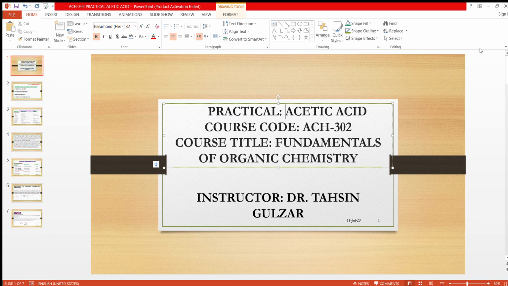So this was your first practical. Now I will discuss another practical, benzoic acid. After this acetic acid, you can forecast and predict the characteristics of benzoic acid, and you can compare both these two acids. Acetic acid is an aliphatic acid, whereas benzoic acid will be an aromatic acid. It will burn with soot.